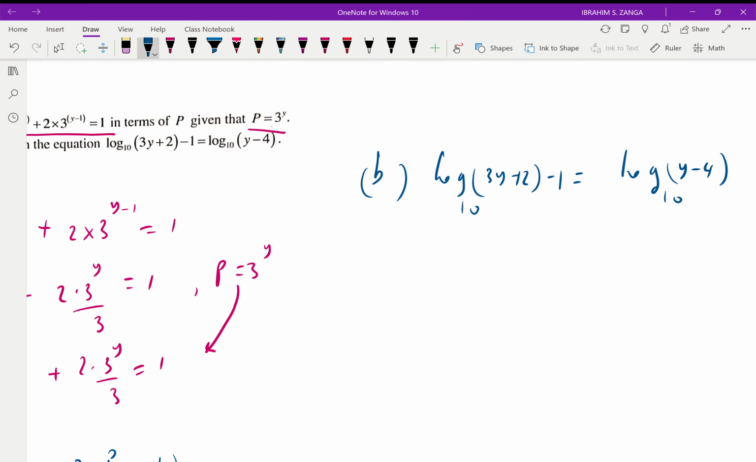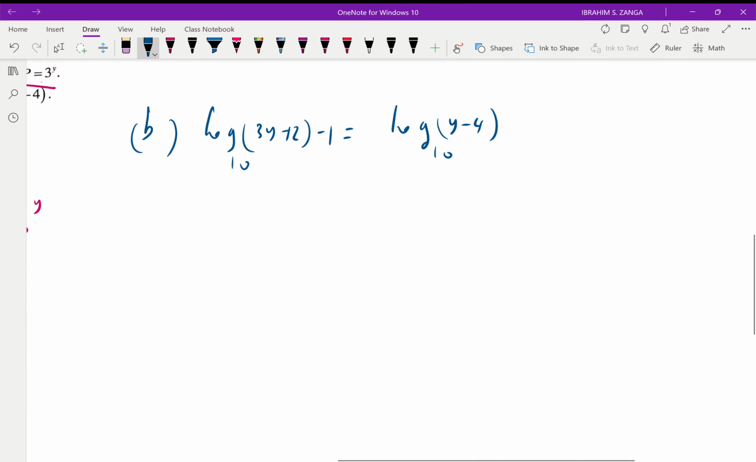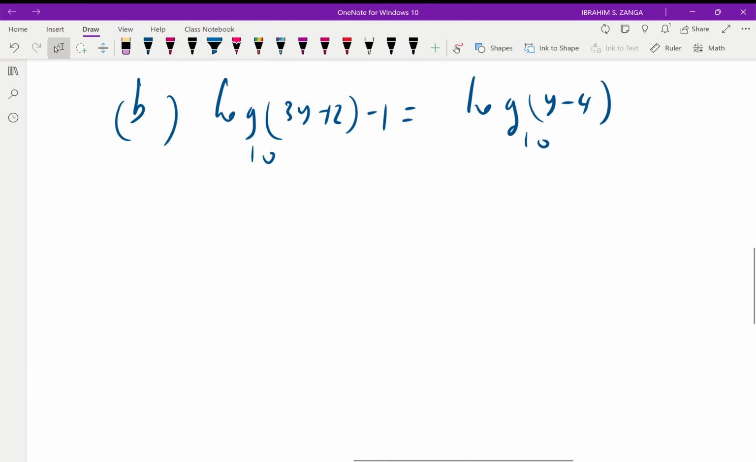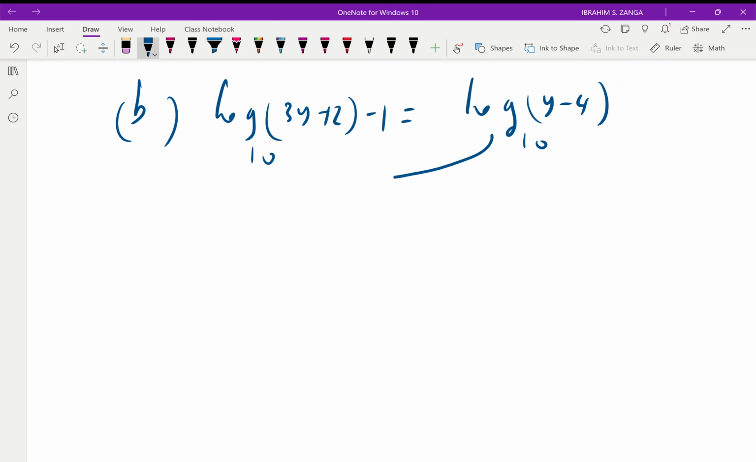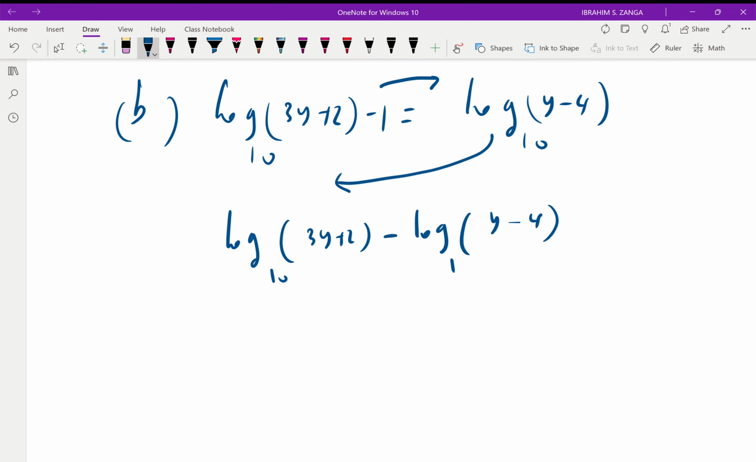Okay, so what we're going to do here, dear students, is collect like terms. I'm going to take this expression to the other side, and I'm going to take 1 to the other side. So it will be log e (3y plus 2) plus 10 minus log e (y minus 4) plus 10 equals 1. So by using laws of logarithm, this is equal to log e of (3y plus 2) over (y minus 4) equals 1 plus 10.